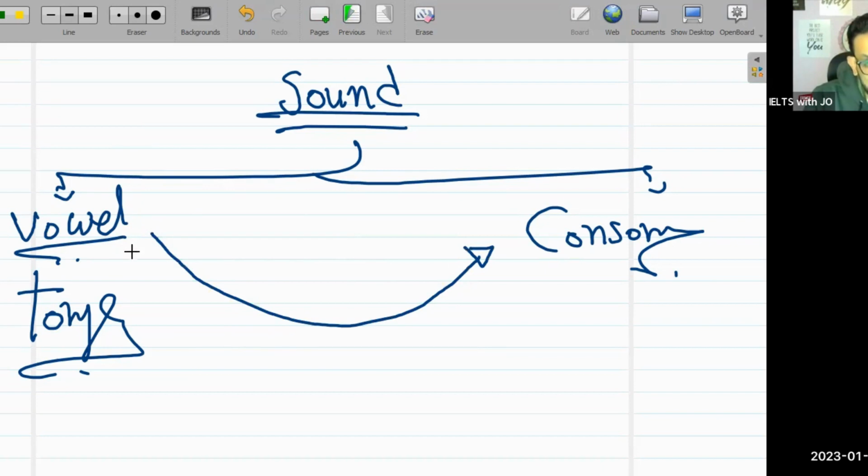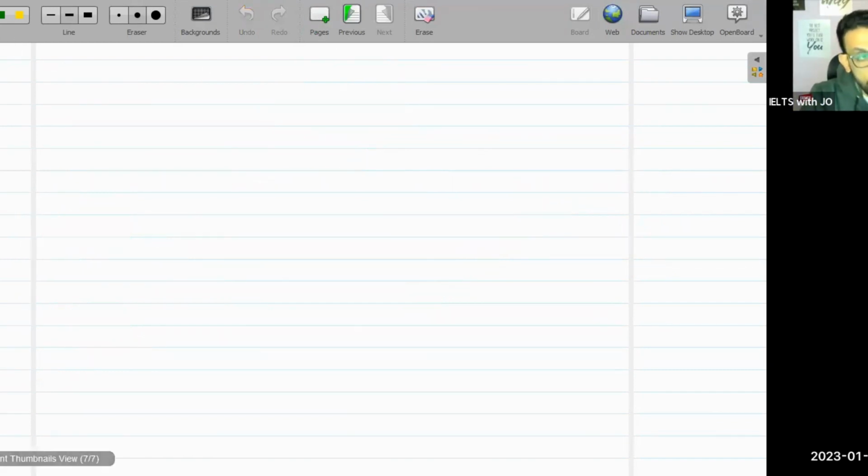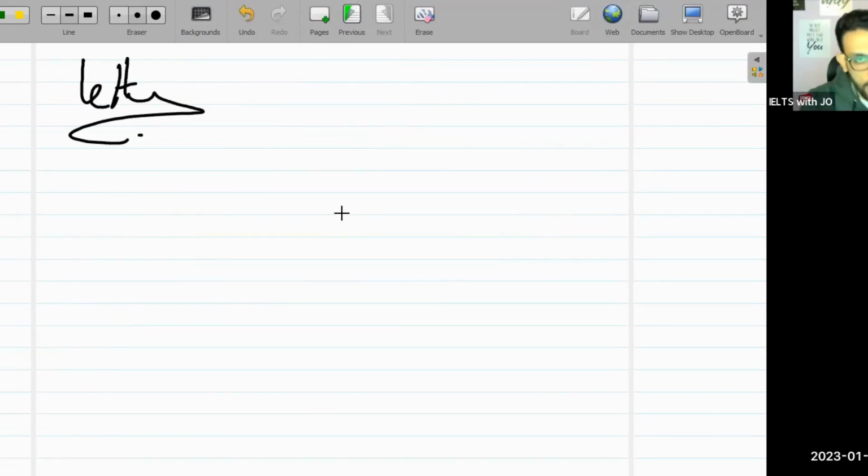The vowel sounds are a part of the consonants. Let's start with a very small item, and this item is the letter. You know the letters in English: A, B, C, D, E, F, G, H, I, J, K, L, M, N, O, P, Q, R, S, T, U, V, W, X, Y, Z. These letters are controlled by only six vowel sounds.